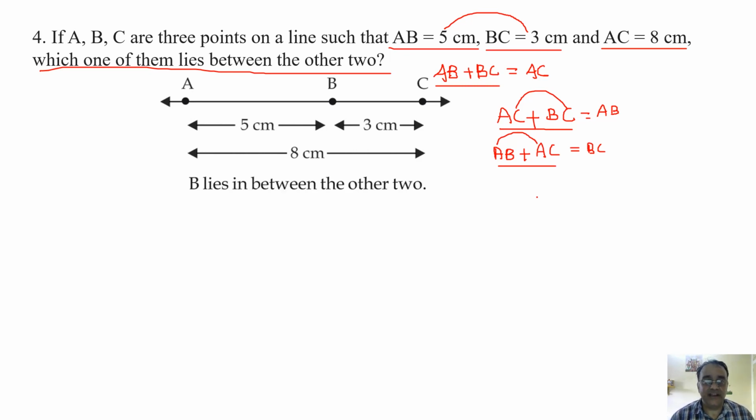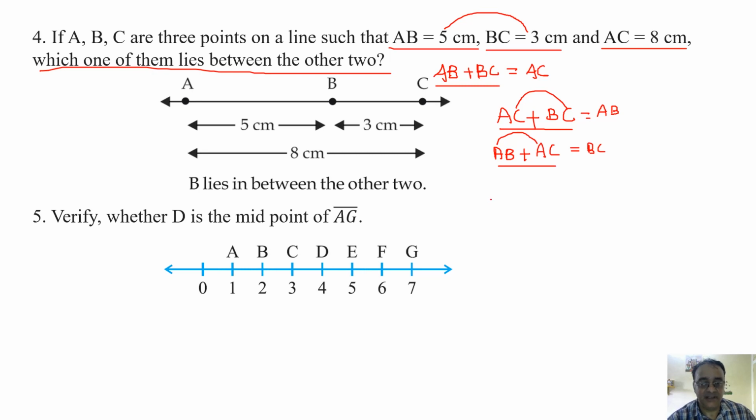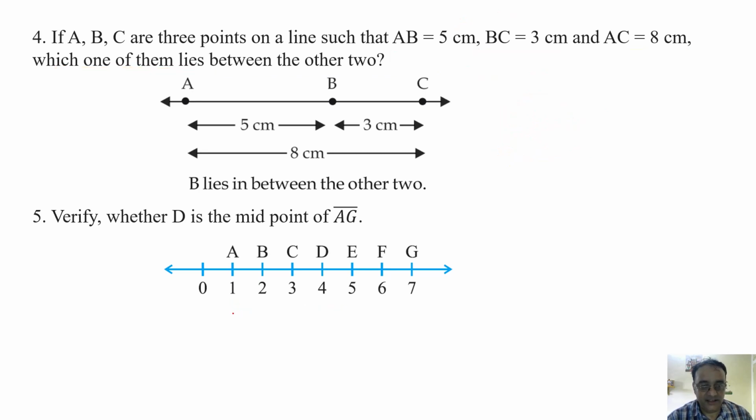राइट. नाउ द नेक्स्ट क्वेश्चन, वेरीफाई वेदर D इज द मिड पॉइंट ऑफ AG. सो दिस इज द फिगर. D is the midpoint of AG or not. So सबसे पहले हम लोग क्या करेंगे? A से G तक पूरा लेंथ हम लोग निकालेंगे, राइट? We are going to find the length between A and G. ये वाला लेंथ हम लोग फाइंड करेंगे. देखो कितना 6 आ रहा है.